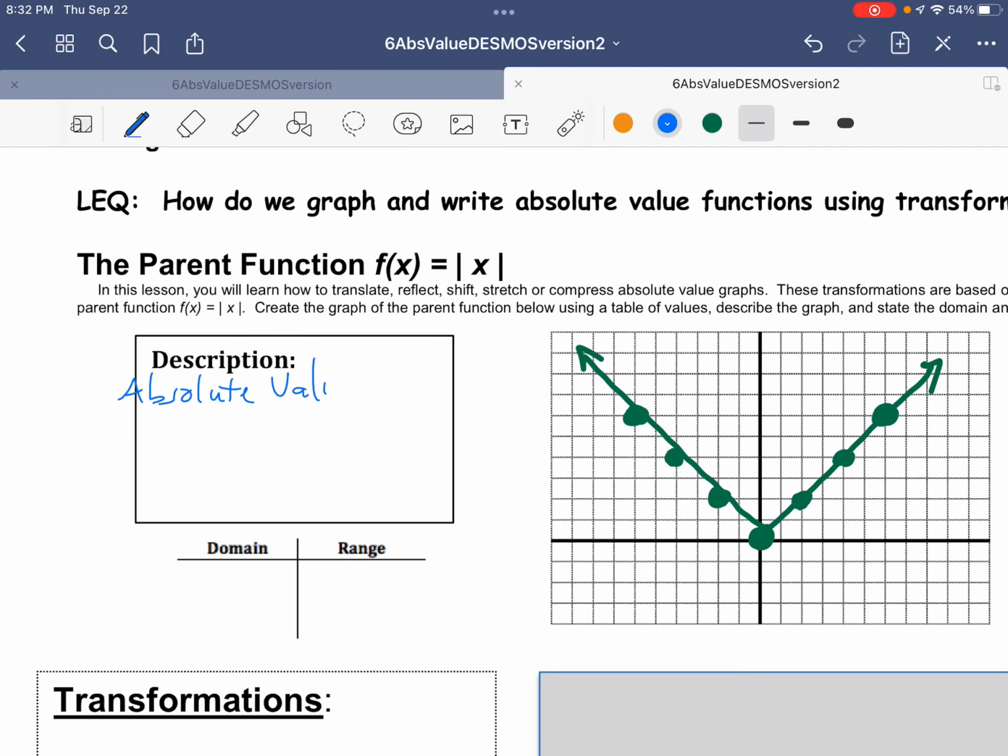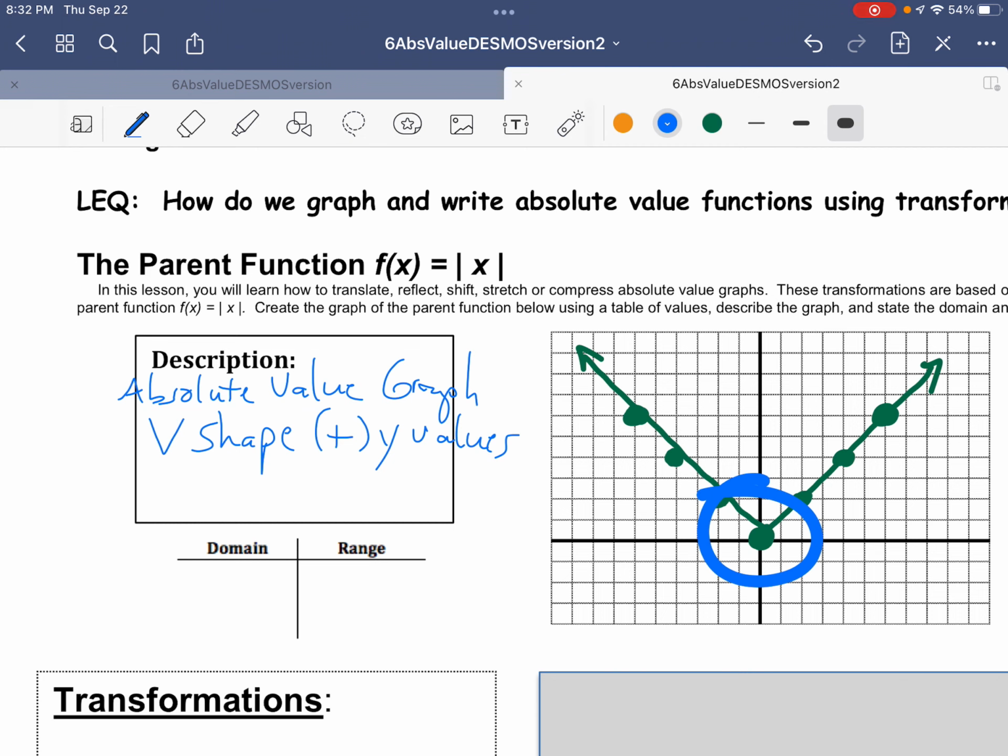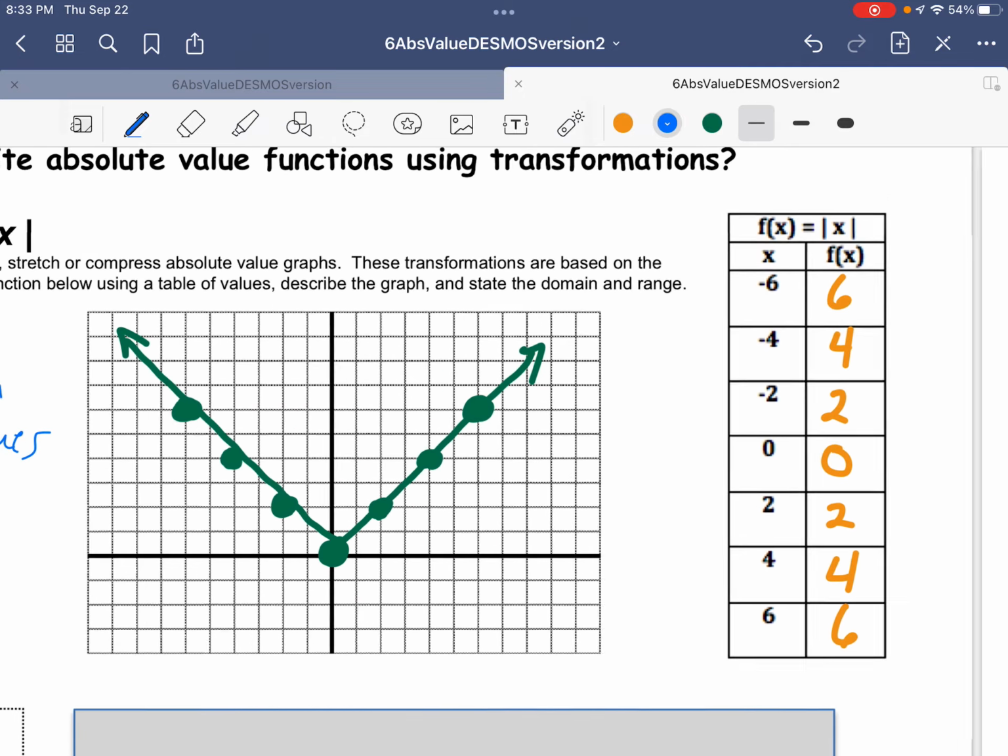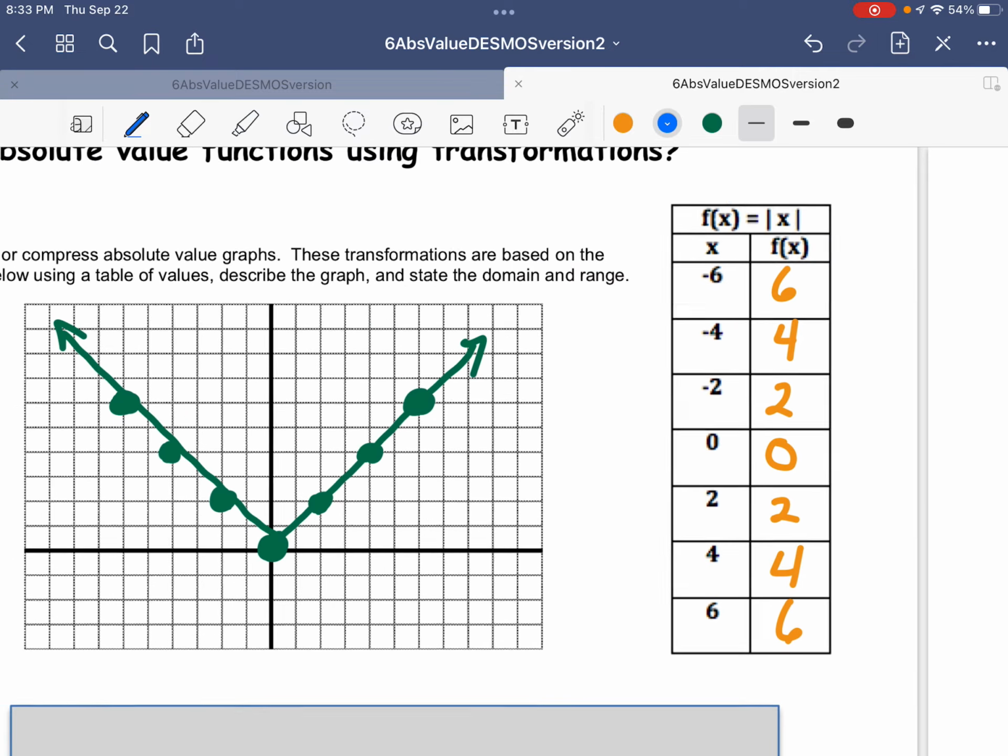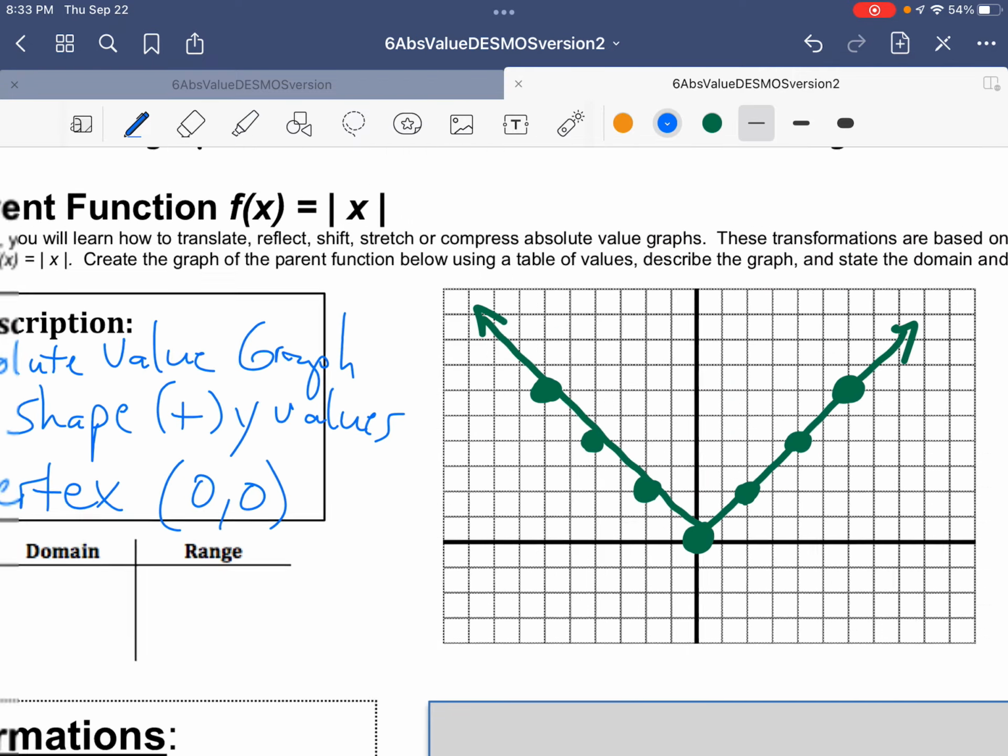And the absolute value graph is always going to be a V shape. Do you see that? That's because we only have positive y values. That's kind of special, positive y values. And then lastly, you're going to learn that this point right here is pretty special. It's kind of like in the middle, and we call that the vertex. The vertex of this graph is at 0, 0. So those are all things to just kind of notice that, of course, we got because of this absolute value equation that gave us this table of values that turned into this graph.